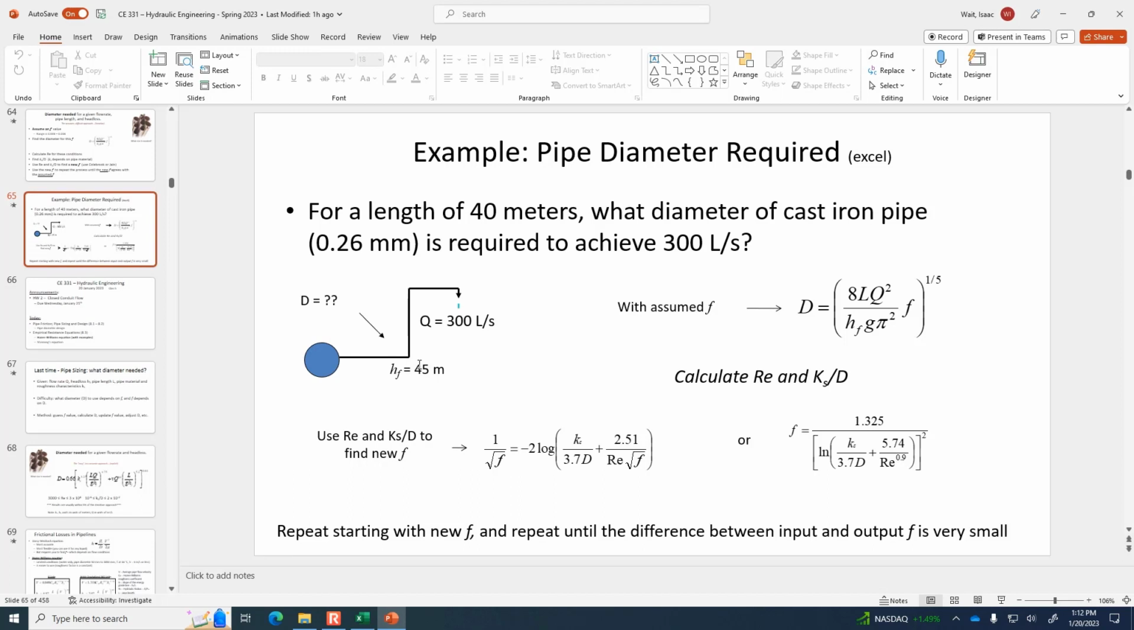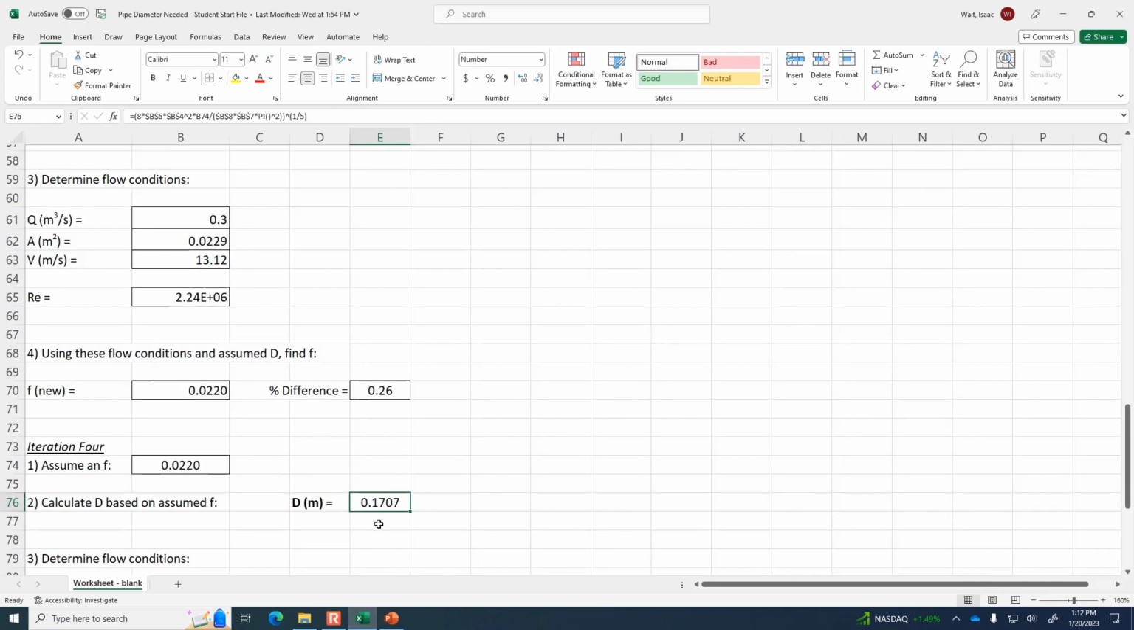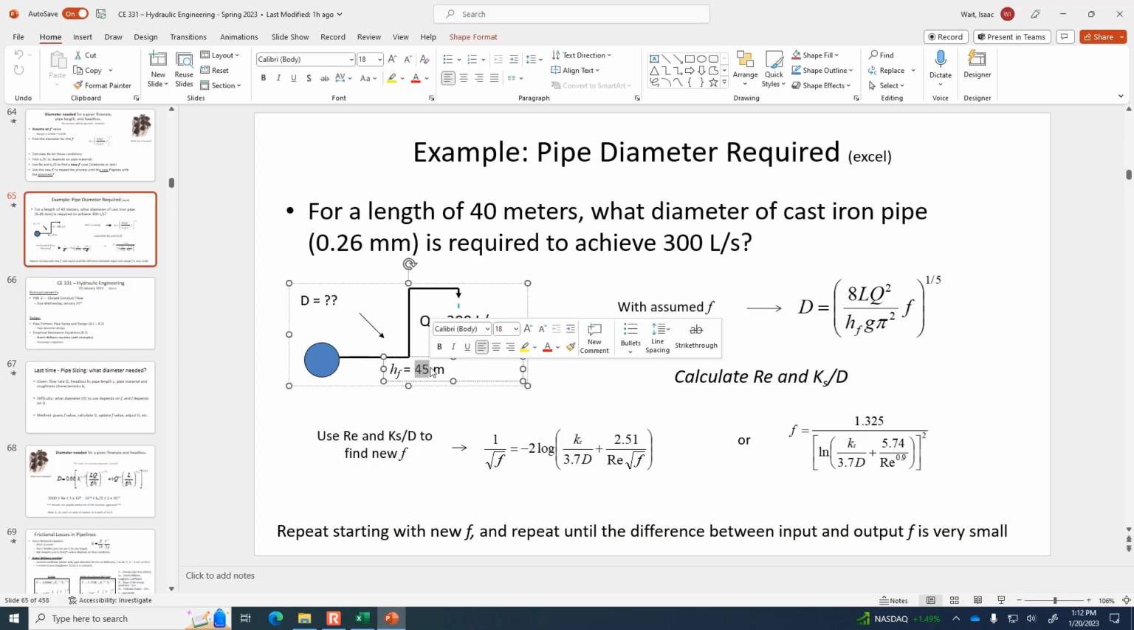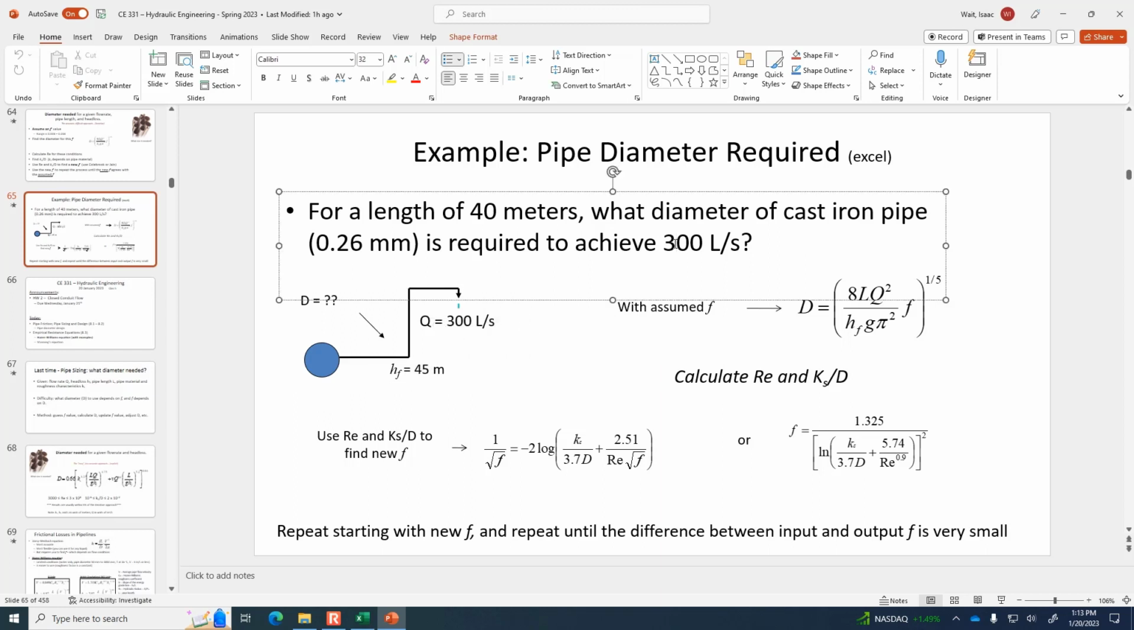Or another way to look at it is, if we rounded down, this is saying it has to be at least 0.17 meters. If we made it 0.15 and all we had was 45 meters of head to push the water through that pipe, we wouldn't be able to achieve 300 liters per second. Water would still flow, it just wouldn't hit that target flow rate that we're trying to get. So the pipe would be inadequate.